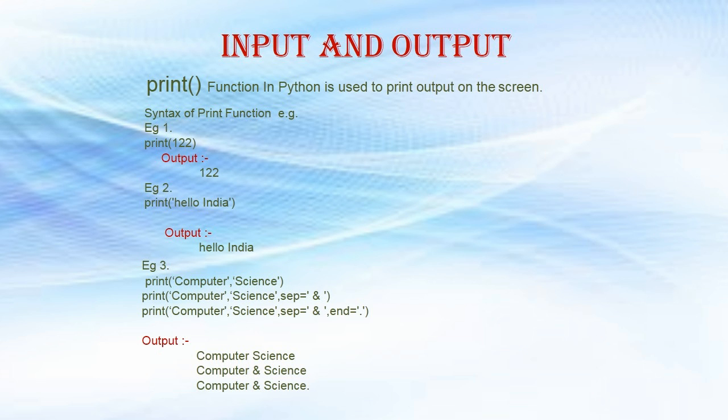The second is print computer comma science comma sep equals to ampersand, right? Which means that sep separates the strings with an ampersand. So it will give you computer ampersand science, and next is print computer science, separate with ampersand and end with full stop. This is how we use the print function. So these examples are showing you three different ways to print computer science. One is simple computer science, second is computer science, then sep separation equals to quotes, in which it is ampersand.